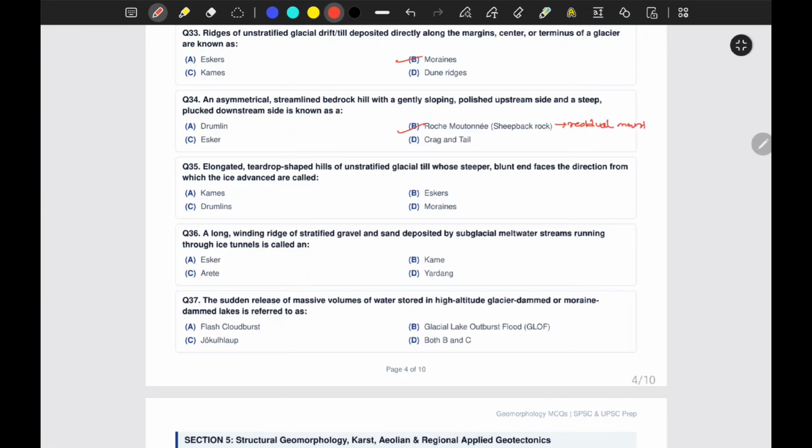Residual mountain. Okay. So what this question is basically saying is that it looks something like this. For example, see, a polished side, and then it is rough on the other side due to plucking. Means when the glacier came this way, due to this movement this is a polished side, and when the glacier moved on, it plucked some of the rocks from this side, and hence became rougher on the other side.